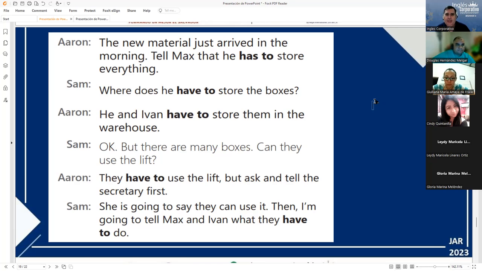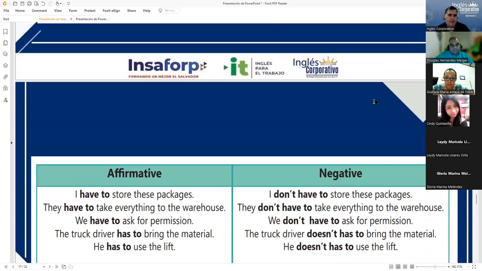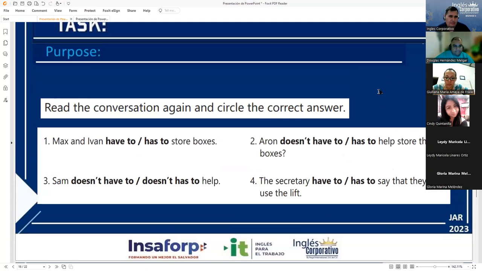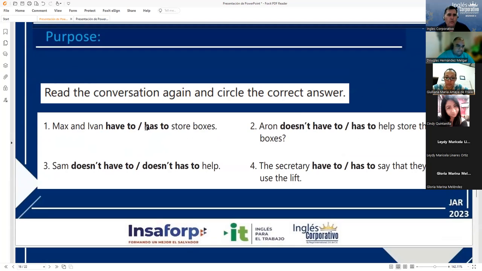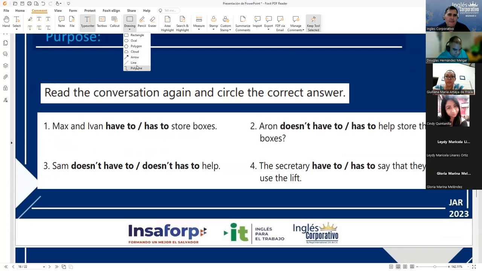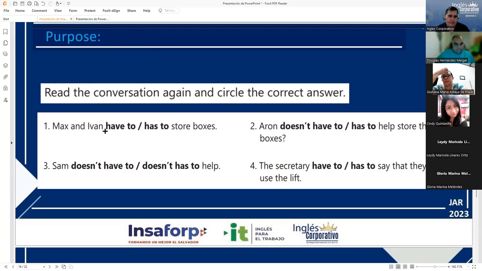Thank you very much. Now, my dear ones, let's answer the question. What do you have to write here? Max and Ivan have to or has to store the boxes? Have to, because one and two, they, plural, right? Okay. Let's underline. They have to store the boxes.